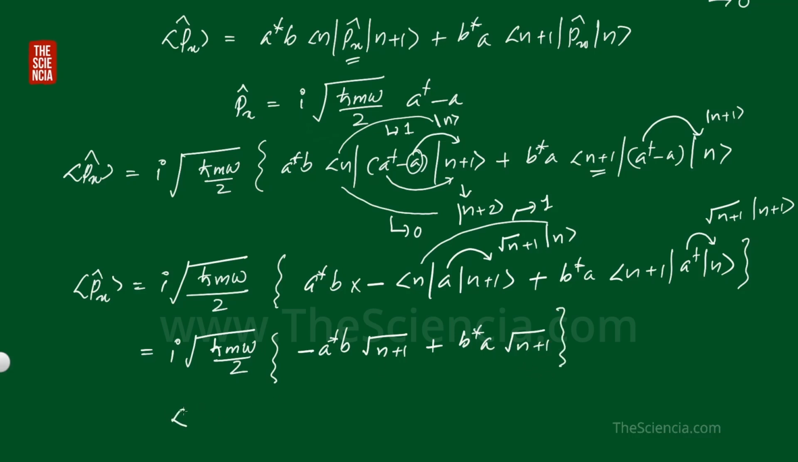That is, we got the expectation value of Px is equal to i root of h cross m omega by 2, root n plus 1, into (B star A minus A star B).